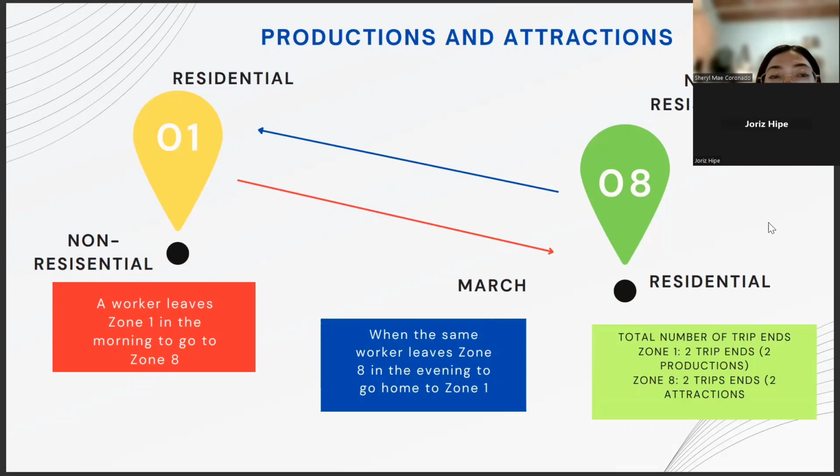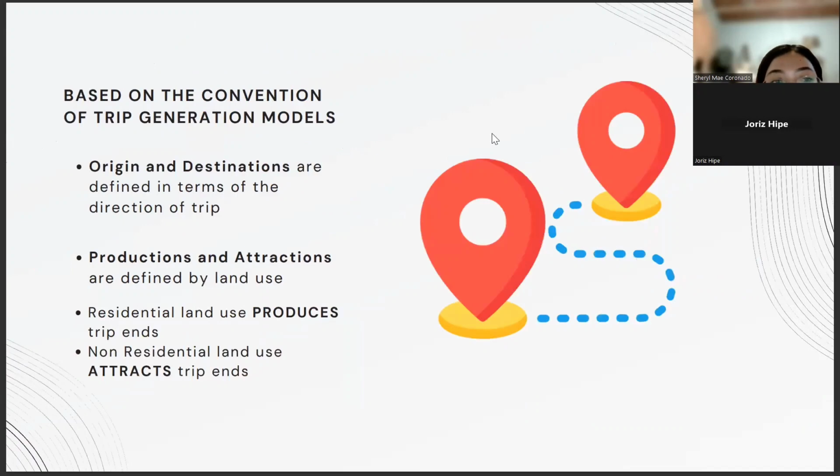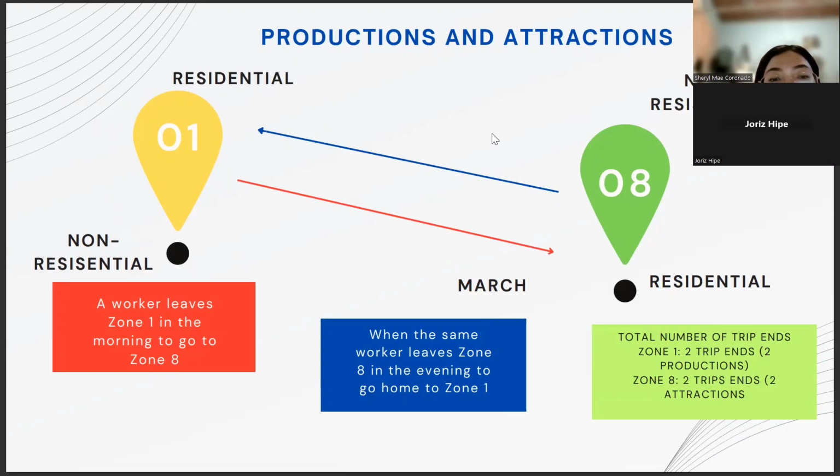So let's go to production and attraction. As you can see, the figure and the example are the same. The difference between them is the land use. Origin and destination are defined by the direction of trip, while production and attraction is defined by land use. Therefore, for the total number of trip ends here in production and attraction, in zone 1 we have 2 trip ends, 2 productions. In zone 8, we have 2 trip ends also, and these are 2 attractions.